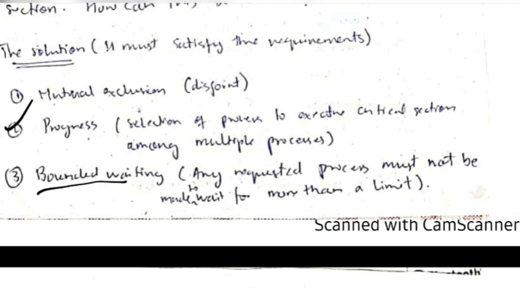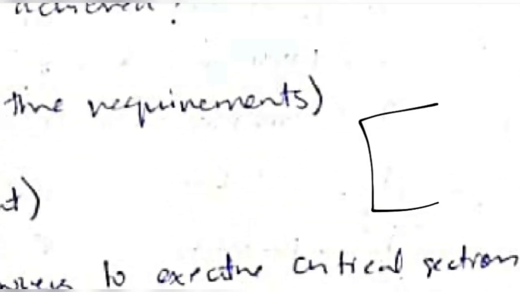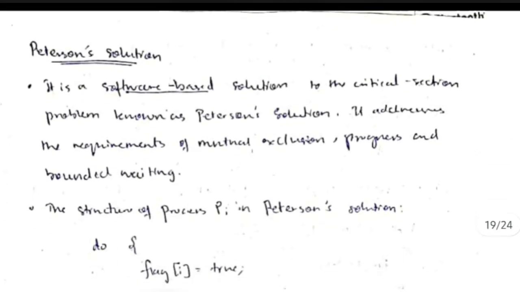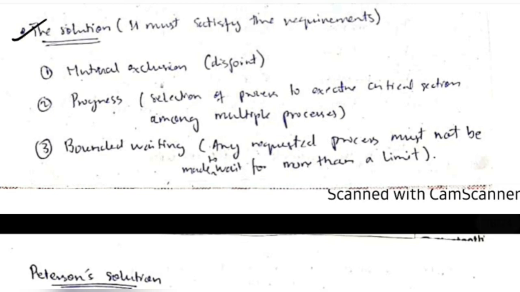And the third one is bounded waiting. Any requested process must not be made to wait for more than a limit. If a process is waiting for more than a particular amount of time, that should not happen, and it should be given the priority and the chance to get executed. Keeping these 3 requirements in mind, the first solution proposed is the Peterson solution. It's a software based solution, and by using it, the 3 requirements are satisfied: mutual exclusion, progress, and bounded waiting.